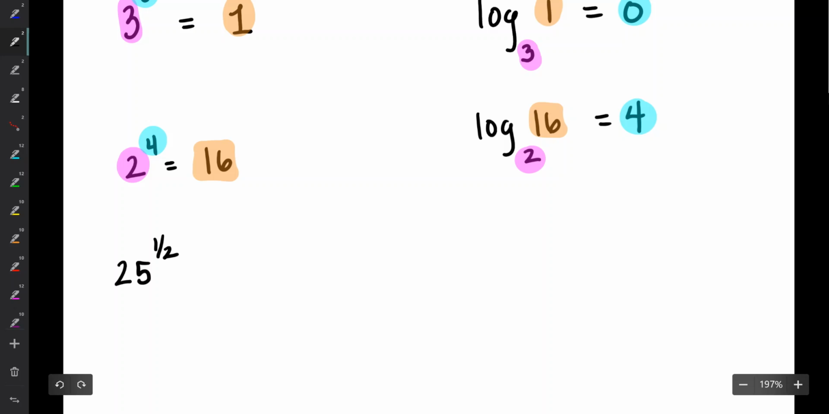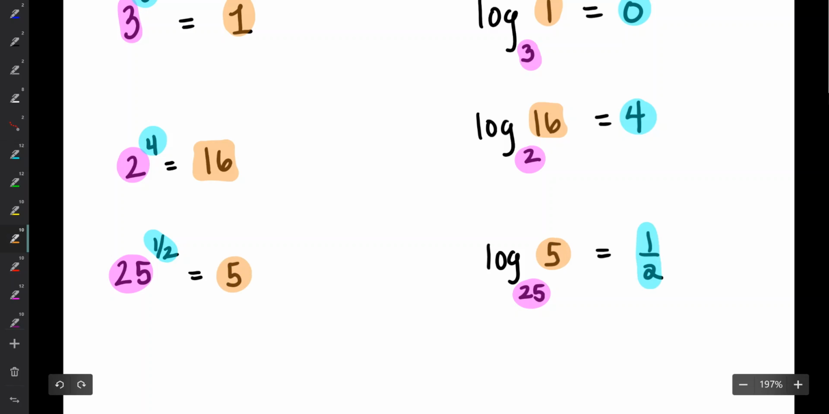25 to the 1/2 power. Remember, that's notation for the square root of 25, right? And the square root of 25 is 5. The equivalent log statement will be log base 25 of 5 is 1/2. The base of my exponent and my log are the same. Your logarithm spits out the exponent. All right? So I hope this video helps you with questions 1, 2, and 3.